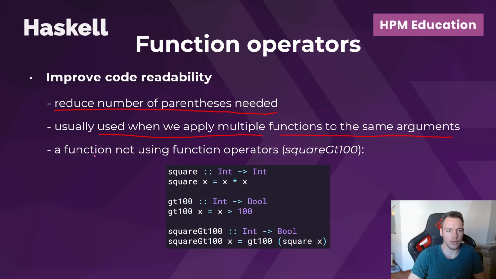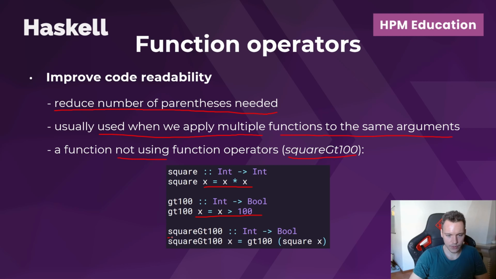next slide. But for now, here's an example of a function which is not using function operators, just to illustrate what we want this function to do. We want to take a number, square it, and then check whether the number squared is greater than 100. We can do this by combining two functions. The first one is square, which will lift the number to the power of 2, and the second one will just check if that result is greater than 100.